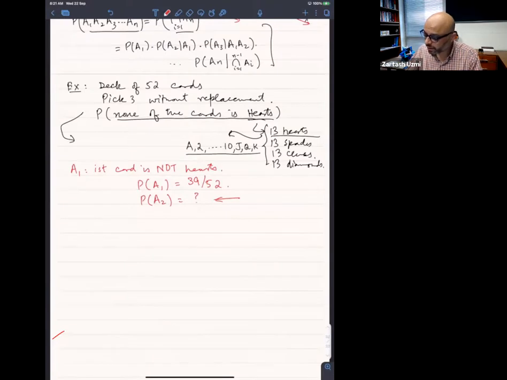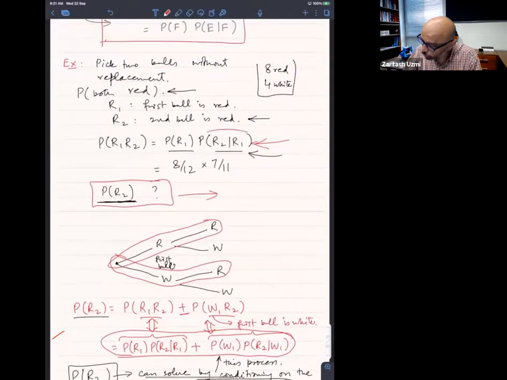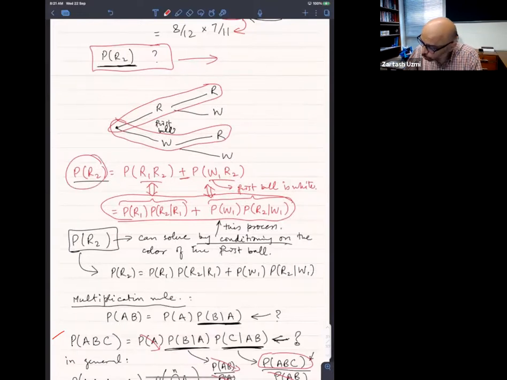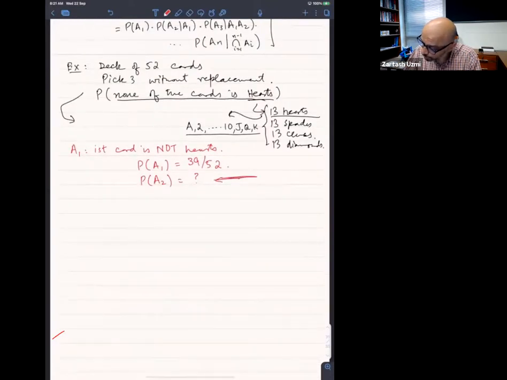Exactly like when we picked two red balls, the probability of R2 given R1 was very easy to compute. But the probability of R2 could only be computed by conditioning. So I cannot compute the probability of A2 without conditioning. What was the first card? So let's define this event anyway, that the second card is not hearts. We probably will not need the probability of A2.